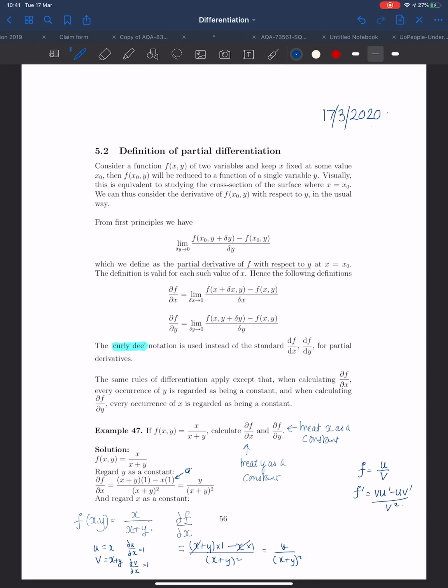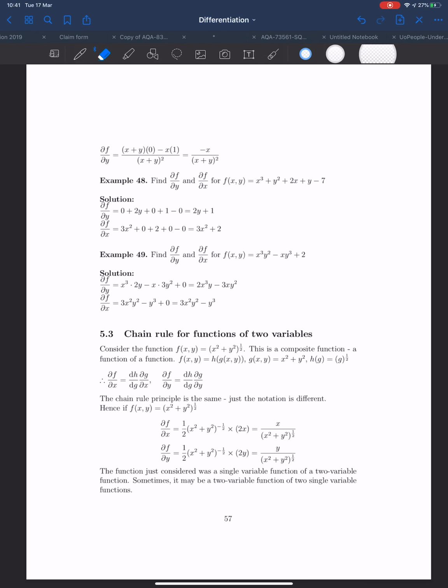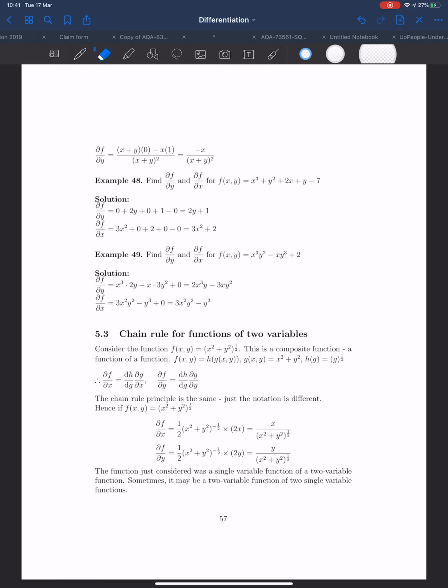So that's the quotient rule for differentiation. The rules of differentiation still work. Just treat the variable that we're not interested in as a constant. So now df/dy, with f equals x over x plus y. Now we're doing df/dy, so that means the x is a constant for this one.